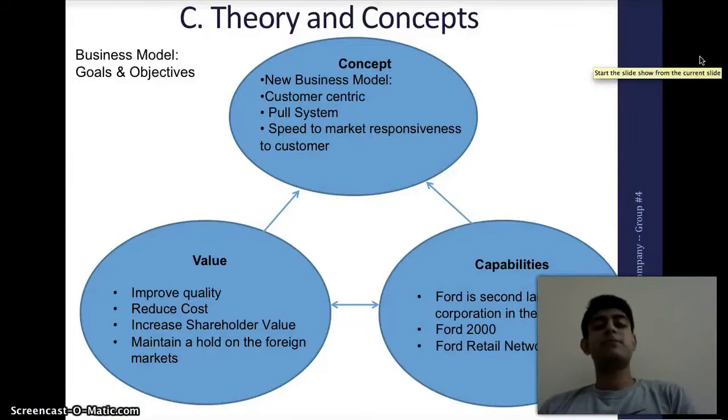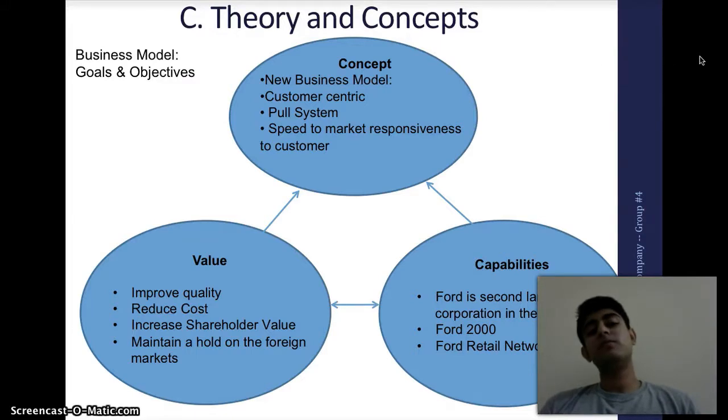Hi everyone, my name is Dhruva and I'm going to cover two of the three topics of this case. The first is theory and concepts. For the concepts, a new business model for Ford should be customer-centric, should use a pull-based system, and have speed to market responsiveness to their customers.